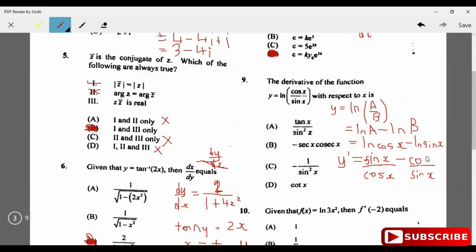So the numerator is cosine x. So that's y prime. y prime is equal to minus sine x minus cos x over cos x sine x. Now, when you look at these options, nothing looks like this, right? So what you're then going to have to do is join these two. And so when you join them, the LCM is going to be cosine x times sine x. So we join them to have cosine x sine x.